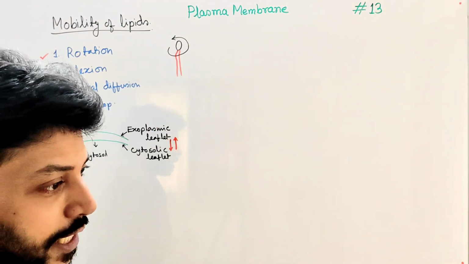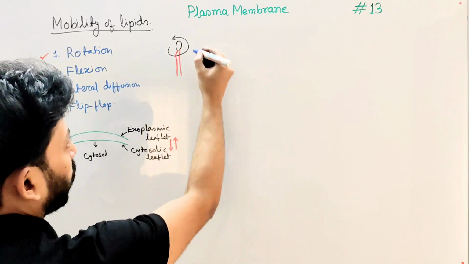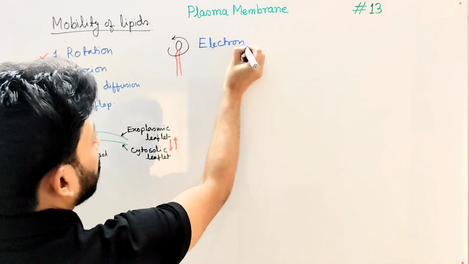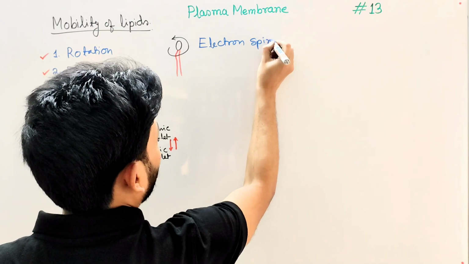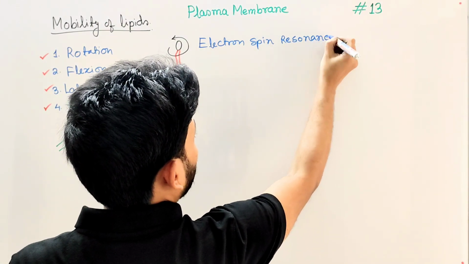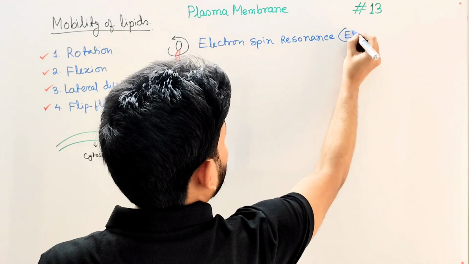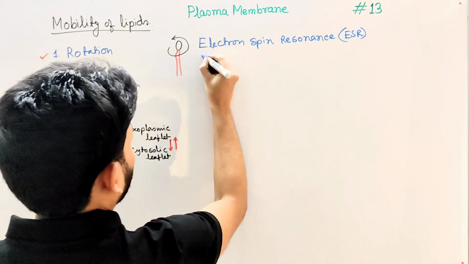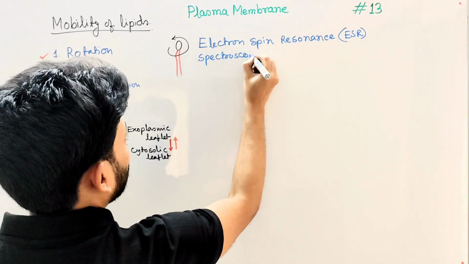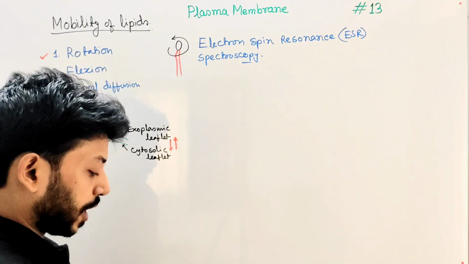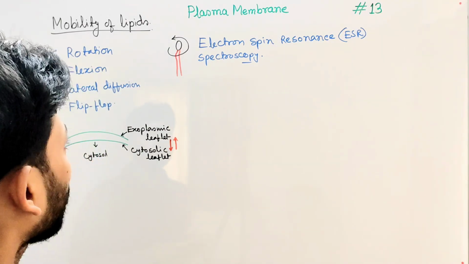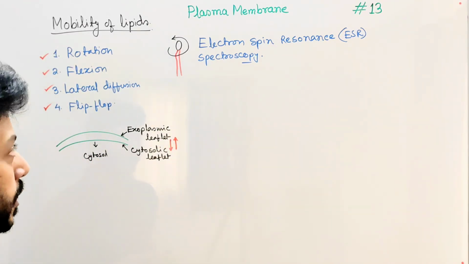One biophysical technique that can measure the rotation of lipid molecules is called electron spin resonance, or in short ESR spectroscopy. By this technique you can measure the rotation of the lipid molecules. I'm not going into the details of this technique.